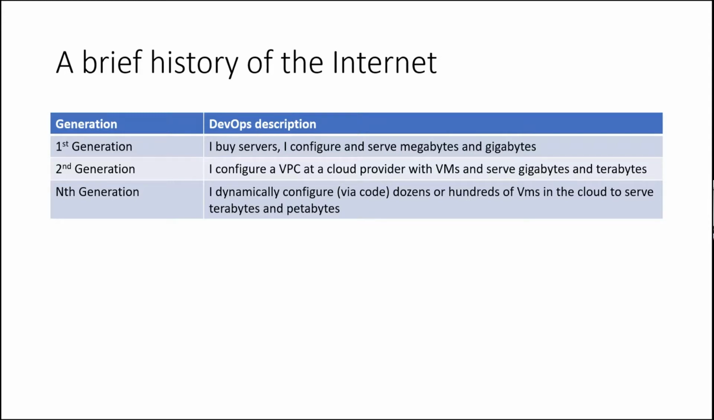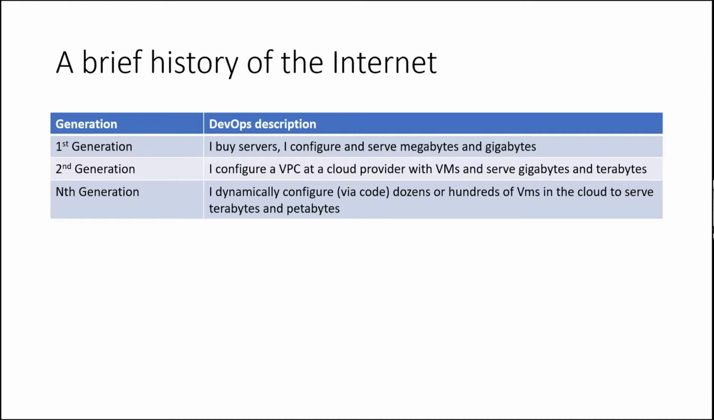So back in the first generation of the internet, I would go out and I would buy a server and I would put it in my server room and I would configure it, and it would serve megabytes worth of data, maybe as much as a terabyte worth of data. And that would be me running an early version of a website that had some content attached to it. And that worked out pretty well. I had the server on a rack in my server room. If there was a hardware problem with the server, it was my problem to deal with.